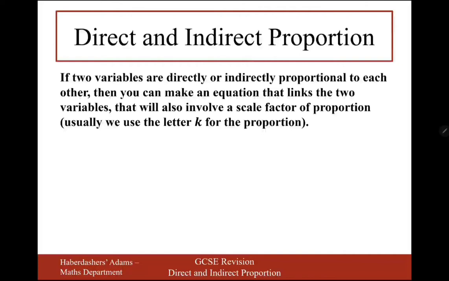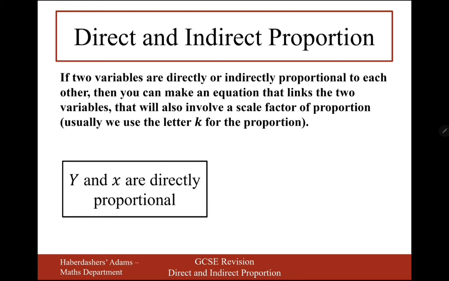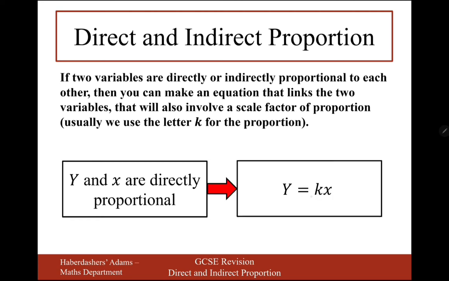So if two variables are directly or indirectly proportional to each other, then you can make an equation that links the two variables that will involve a scale factor of proportion. And we usually use the letter K to represent that scale factor of proportion. So if a statement says in a question that y and x are directly proportional, then we can create this equation. And this is what the topic is involving a lot. It involves reading the context of a question, reading some words, and then creating your own formula from the sentences.